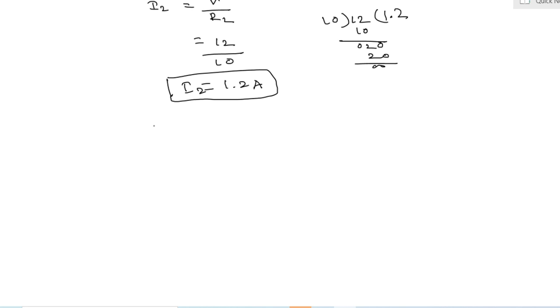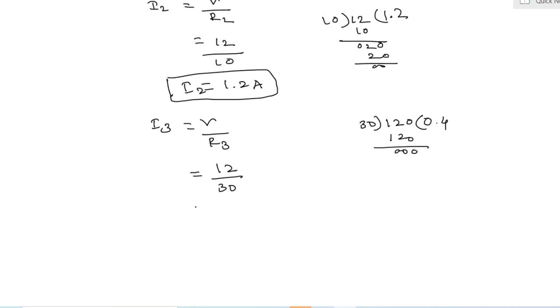Next, find out I3. I3 is equal to V by R3. It is equal to 12 divided by 30. It is equal to 0.4 ampere. So I3 is equal to 0.4 ampere.